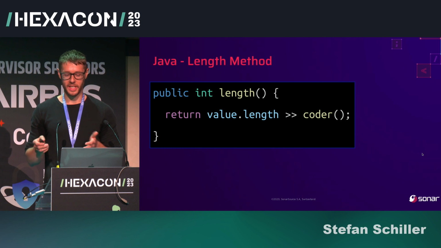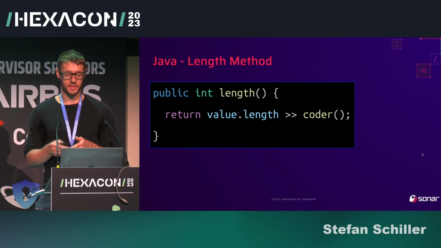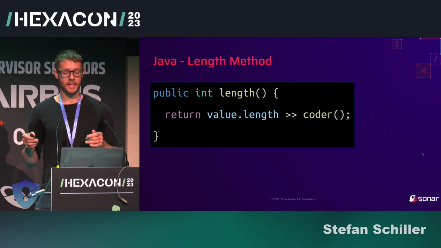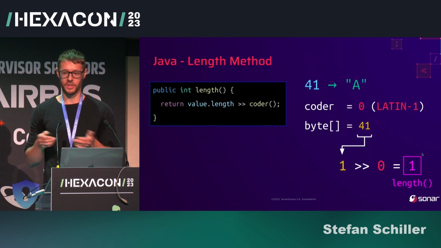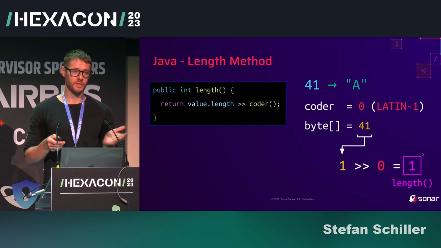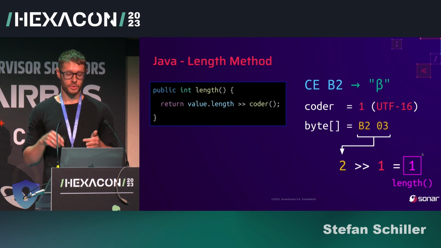Actually, very, very easy. This is the internal Java implementation of the string length method. The length of the internal byte array is right-shifted by the coder value and the result is returned. So for a simple A character, which is encoded in Latin 1, the coder value is 0. Because of this, the shift doesn't change the value and the length is just 1. For the UTF-16 encoded Greek beta character, the coder value is 1.